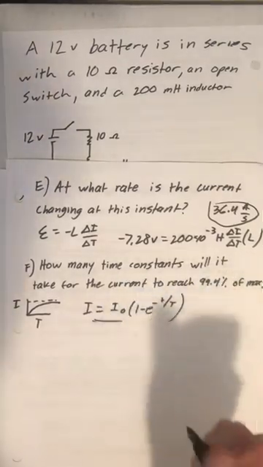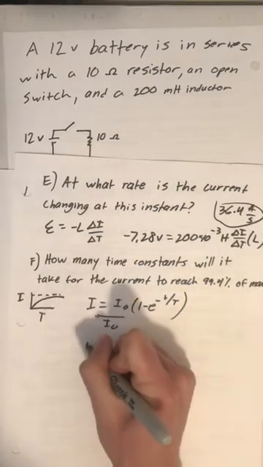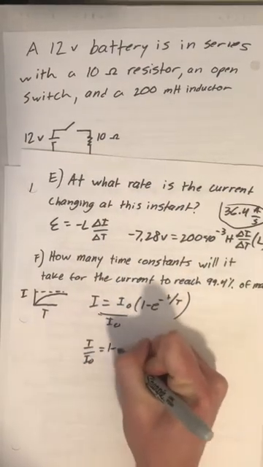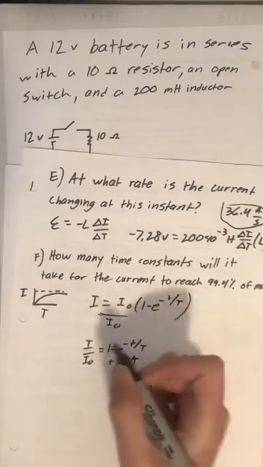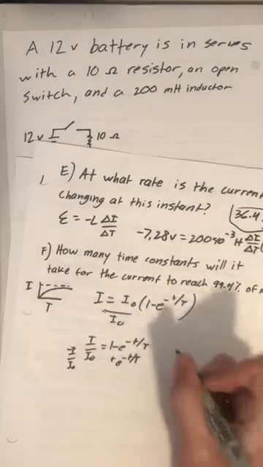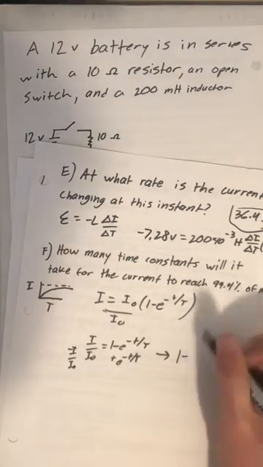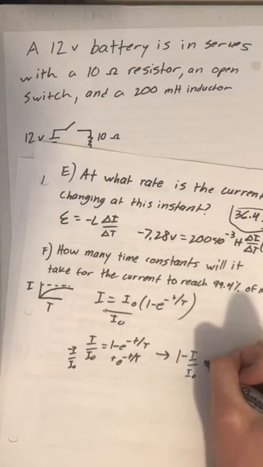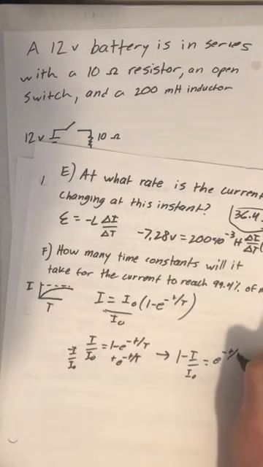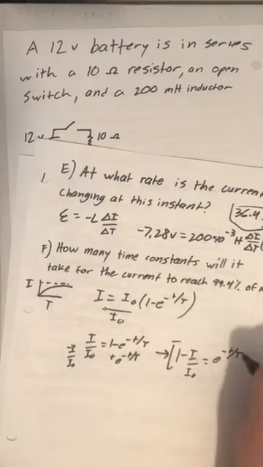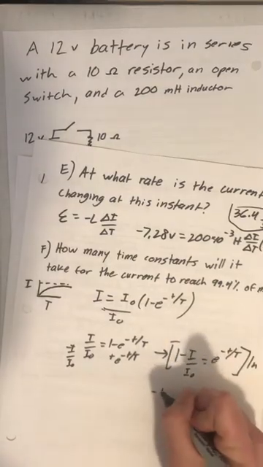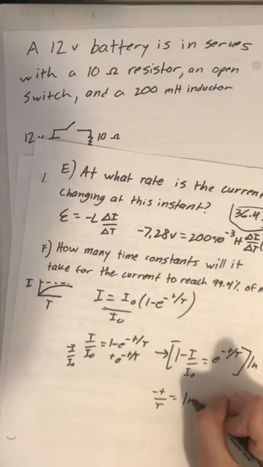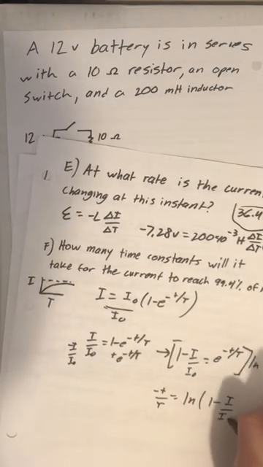So if we divide by I naught, we're going to manipulate this equation a little bit to make it easier to solve. So it's I over I naught is equal to 1 minus e to the negative t over tau. We can add e to the negative t over tau and subtract I over I naught, which will then get us 1 minus I over I naught is equal to e to the negative t over tau. And then we can take the natural log of that whole thing, which will let us end up with negative t over tau is equal to ln of 1 minus I over I naught.